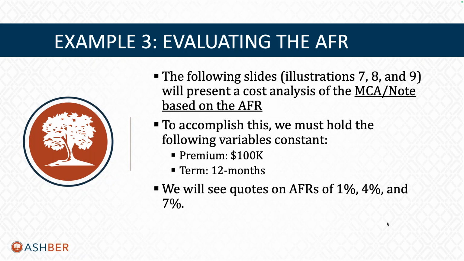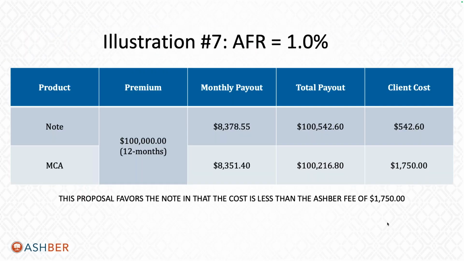So I wanted to show you an illustration based off of when rates are really low versus when rates are really high, so you can understand how that AFR is affecting costs for your client. So illustration number 7, the AFR: say we need an annuity or a note that's $100,000 for 12 months, and we're going to evaluate it at an AFR of 1%, 4%, and 7%.